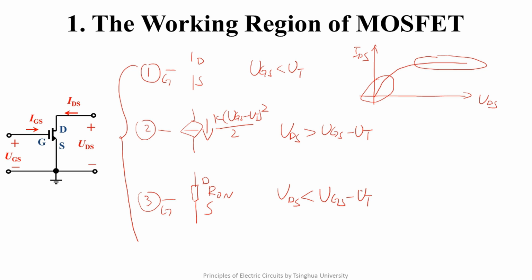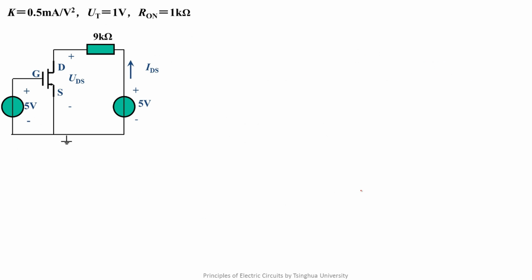Next, we will use examples to illustrate how to judge the working region of the MOSFET by using the suppose-verify method. Please look at this circuit. UGS is equal to 5 volts. UT equals 1 volt. It must be greater than 1 volt. So D and S is conductive. Next, we make some assumptions. We first assume that it is a dependent source between D and S. It is like this.